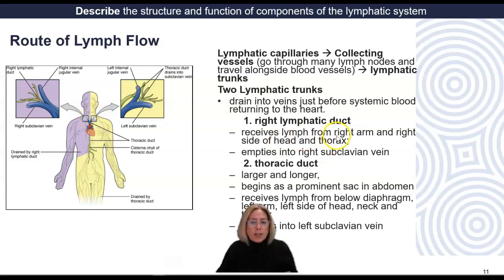So lymph from the right arm, the right side of the head, and the thorax will then empty into the right subclavian vein. Now you can also see that the thoracic duct, which is much larger and longer than the right lymphatic duct, is collecting lymph from much larger areas of the body. So, receiving lymph from below the diaphragm, and then all these left sides of the arm and the head and the neck and the thorax, and it then empties into the left subclavian vein.